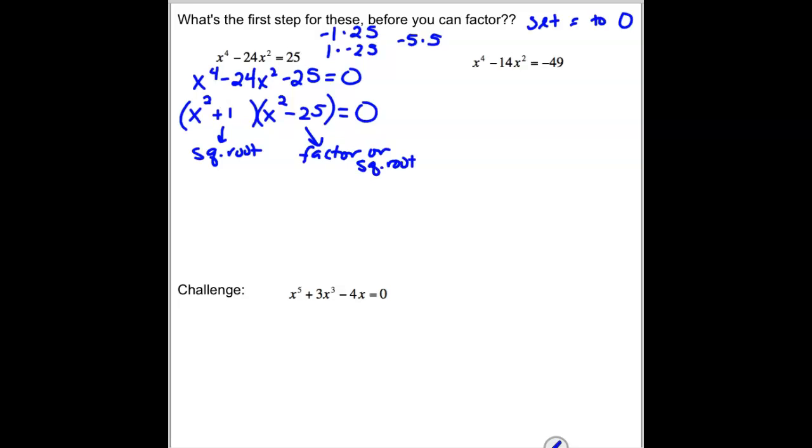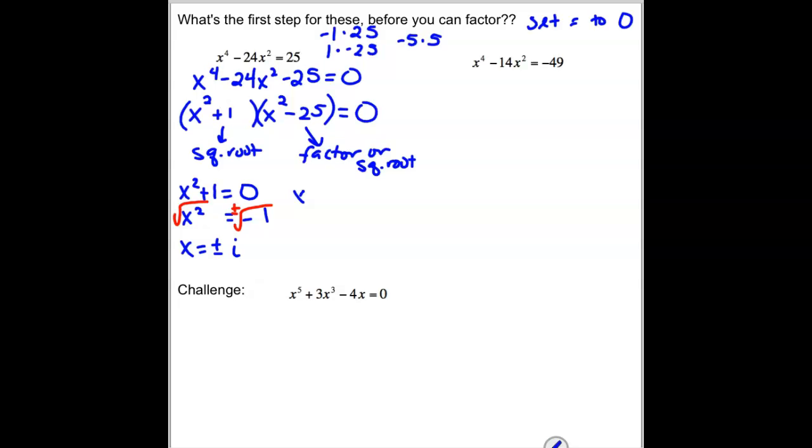All right, so for the first one, we would take x squared plus 1 equals 0. Because of that plus sign, we know we're going to get imaginary answers. We're going to subtract the 1 to the other side. We're going to square root. So we get x equals plus minus 1i. Square root of negative 1 is an i.